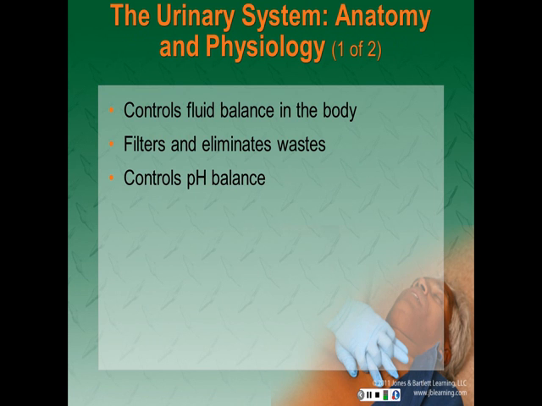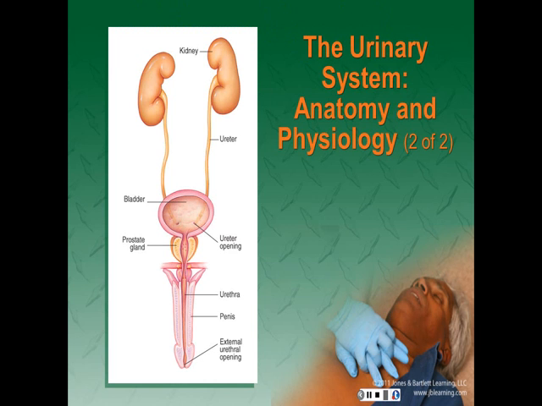The kidneys are solid organs. The ureters, bladder, and urethra are hollow organs, and the main functions of the urinary system are to control fluid balance within the body, filter and eliminate waste, and control pH. The body has two kidneys that lie in the retroperitoneal space, and they rid the blood of toxic waste products and control the balance of water and salt.